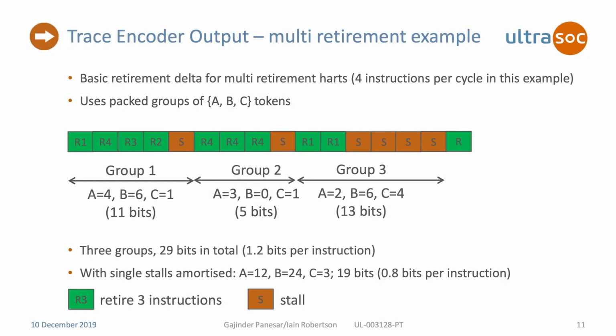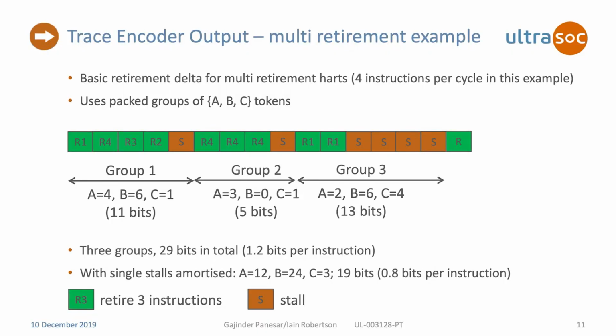So what about a multi-issue CPU that can retire more than one instruction at once? For this case, again, we use the ABC triplet. Here I've modified the diagram slightly to show the number of instructions that retire on each cycle. So we can see the first cycle we retire 1 instruction, the second we retire 4, and so on.